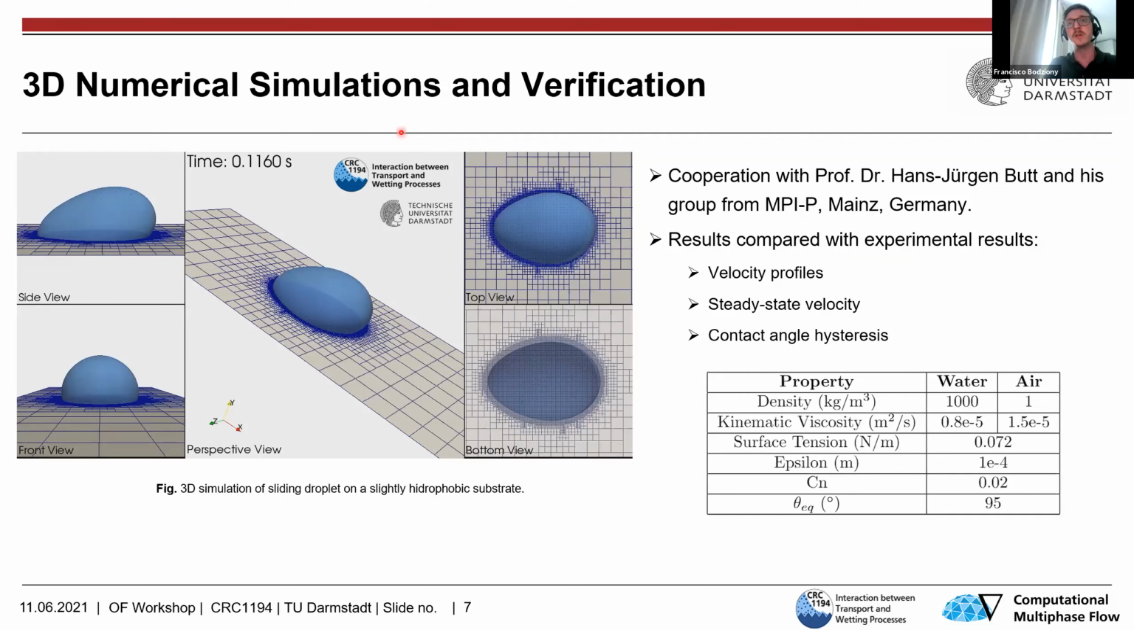These results are then compared and verified with experimental results from the group of Hans-Jürgen Butt and his team, in which we check if the velocity profiles, the steady state speed, and the contact angle hysteresis are similar to our results for a water-air two-phase system.